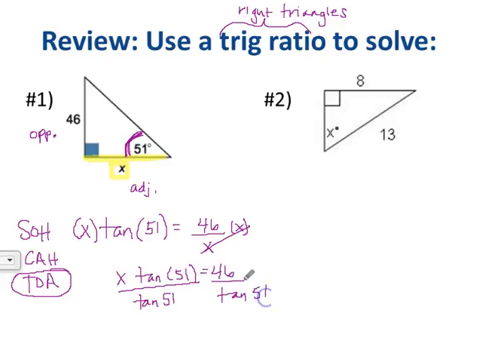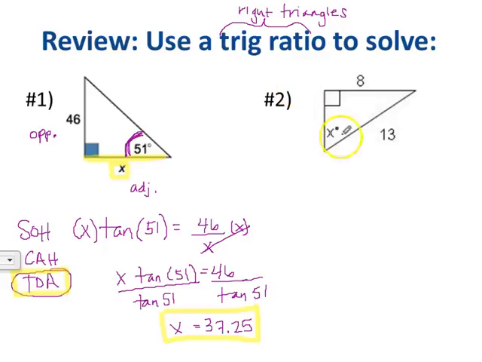And now I'm going to let my calculator do the work. So I'm going to type into my calculator 46 divided by tangent 51. And I'm going to round to 2 decimal places, and I get 37.25. That is the length of side x by using the tangent ratio.